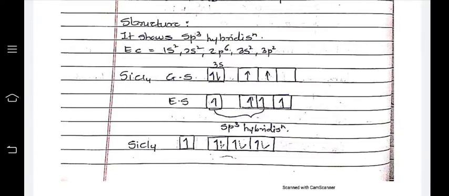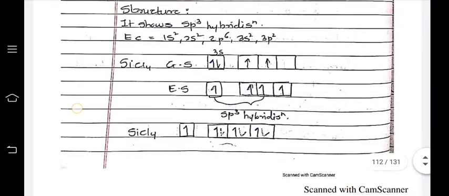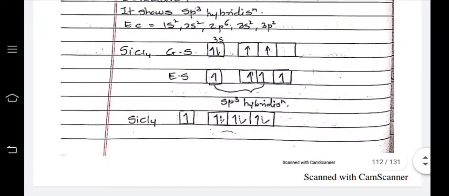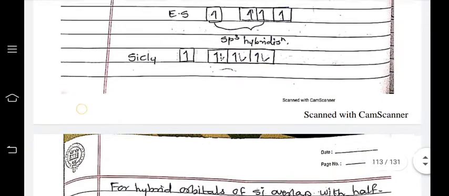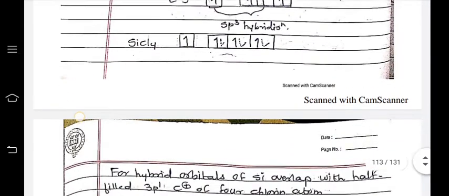It shows the sp3 hybridization, and the electronic configuration is 1s2, 2s2, 2p6, 3s2, 3p2. In the ground state, the s orbital has paired electrons and the p orbital has 2 unpaired electrons. The excited state gives 4 unpaired electrons, and the reaction with chlorine atoms forms 4 bonds.